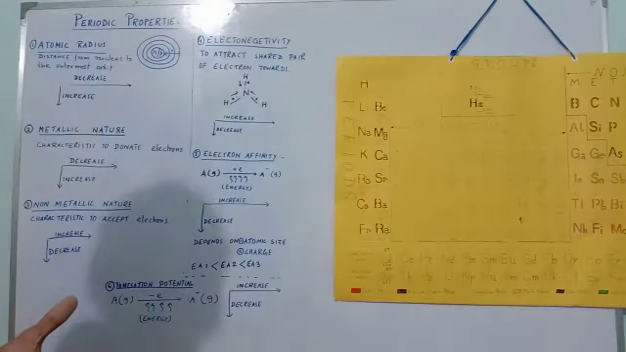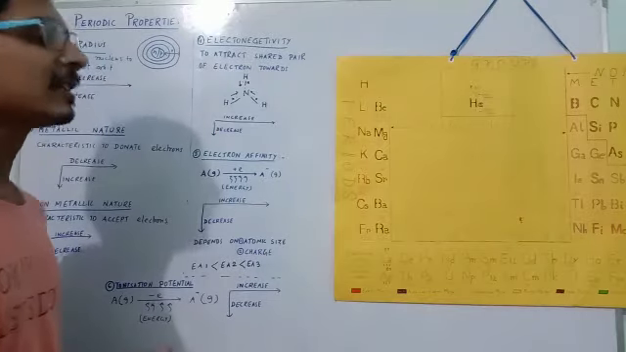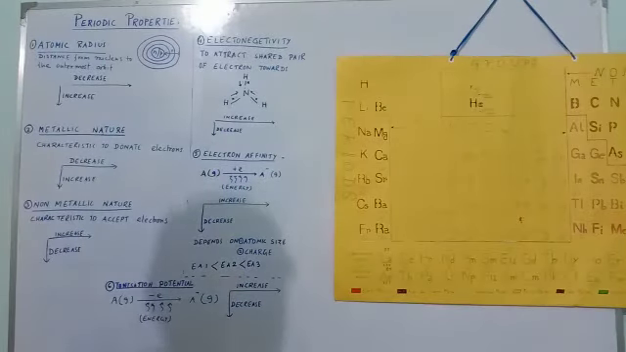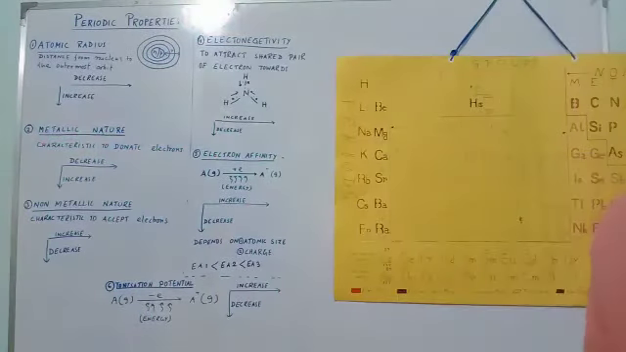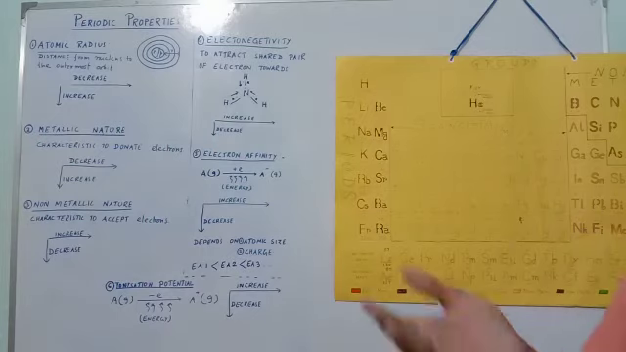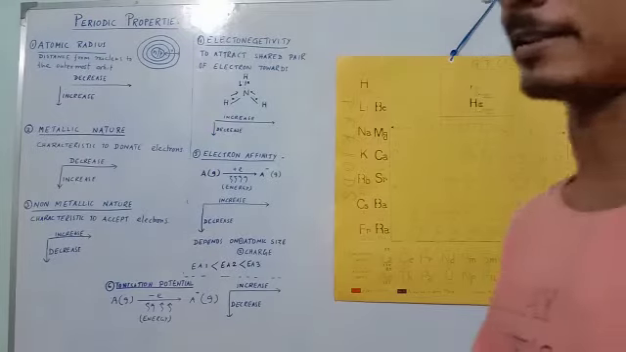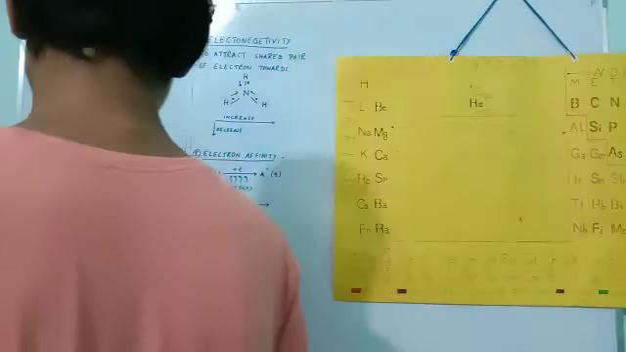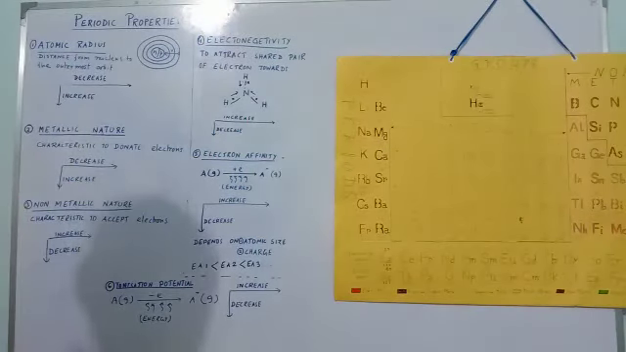Our last periodic property is ionization potential. It is just the opposite of the electron affinity. In electron affinity, you have to add an electron to the outermost orbit, and in ionization potential, you have to remove one electron from the outermost orbit of any gaseous element to make it a cation or positively charged ion.